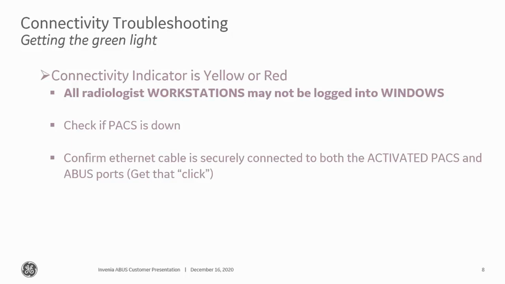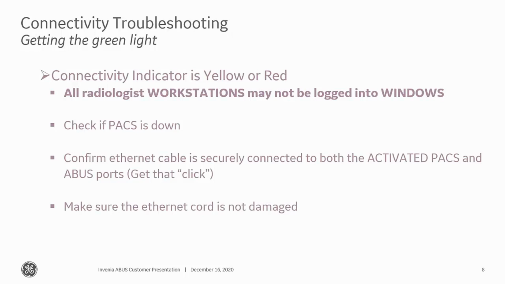And another thing too, sometimes you may have multiple ports in that room. So somehow label that port to make sure that you're connected to the right port. And just get that click as you hear that little plastic piece connect to the wall or to the system. And another thing is make sure that the Ethernet cord is not damaged.